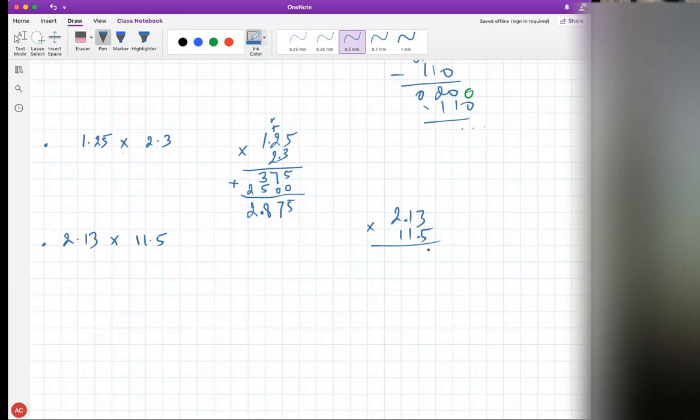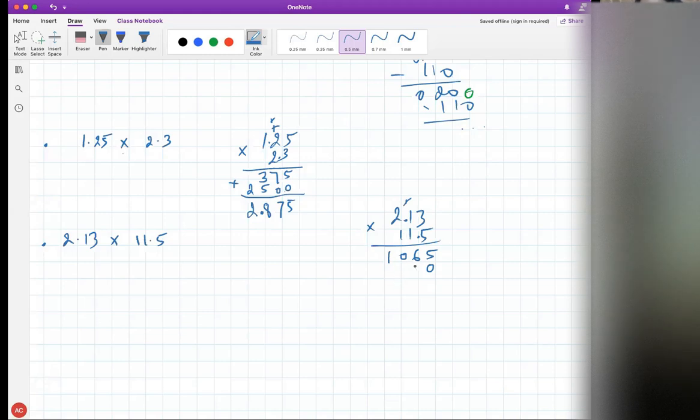So 5 times 3, that's 15. 5, carry the 1 to the next column. 5 times 1 plus 1, that's 6. Cross this out so it doesn't confuse you. 5 times 2, that's 10. Now we're going to move for the first time from 5 to 1. We're going to put a 0 here. For the first time, we put 1 zero. For the second time, 2 zeros and so on.